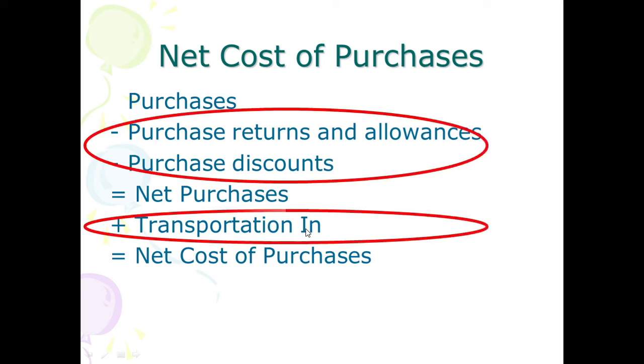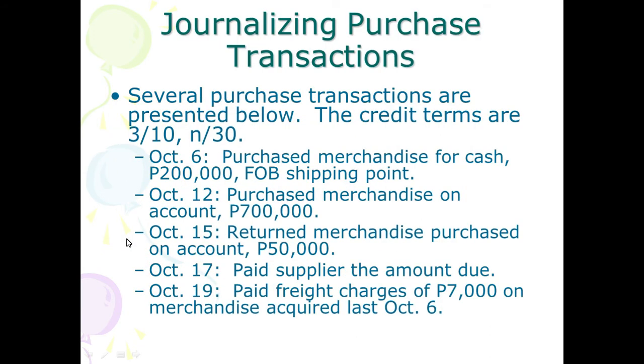So remember this one, right? Whenever we talk about items that will be deducted, we call it a contra account. But in the case of transportation in, this is what we call an adjunct account. It's adjunct because it will be added. Okay, so let's have these transactions. Several purchase transactions were presented below, and the credit terms are 3, 10, and 30. So again, hopefully you have your sheet of paper ready with you, and let us now prepare the entries.